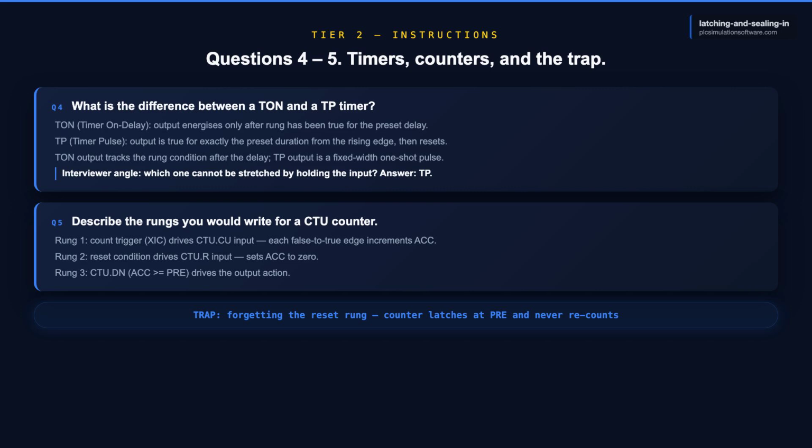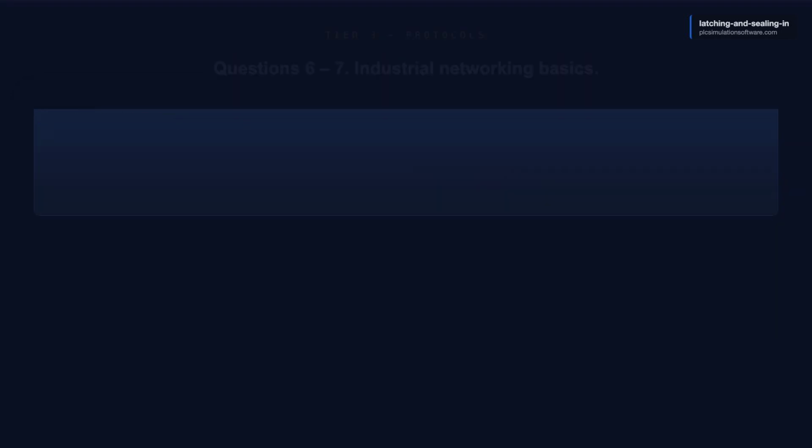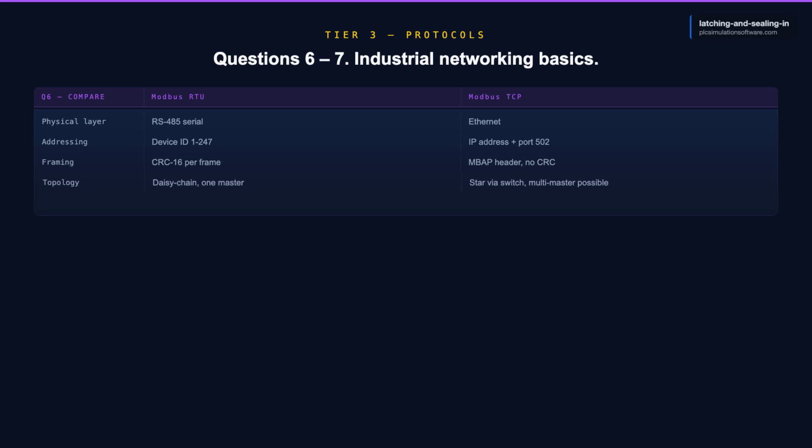Question 5. Describe a CTU rung you have written. The honest answer is a bottle counter rung, or a part counter rung, or an event tally for downtime tracking. Include the reset path. Every production CTU needs a deliberate reset, or the counter grows unbounded and breaks the math.